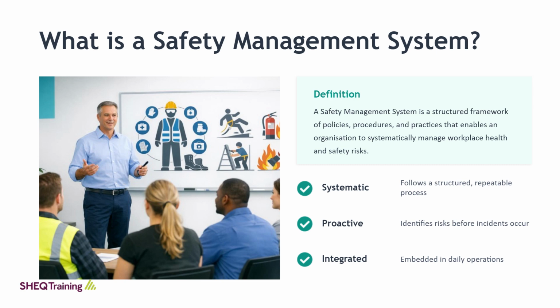So what exactly is a safety management system? An SMS is a structured framework, a set of policies, procedures, and practices that allows an organization to manage workplace health and safety risks in a systematic way. The key word here is systematic. It's not about ad hoc safety measures or reacting to incidents after they happen.